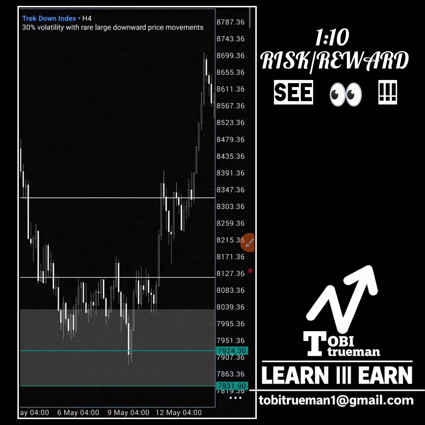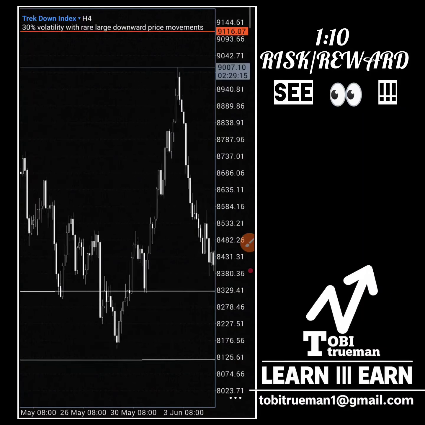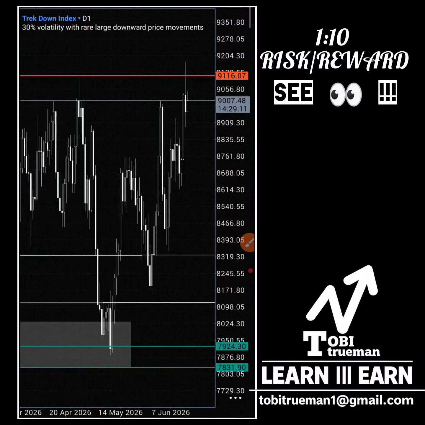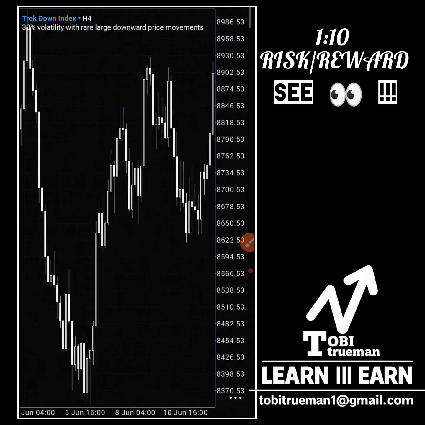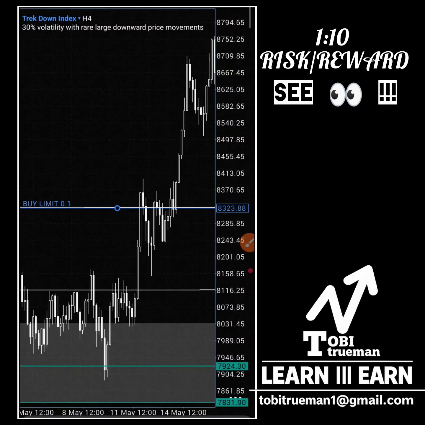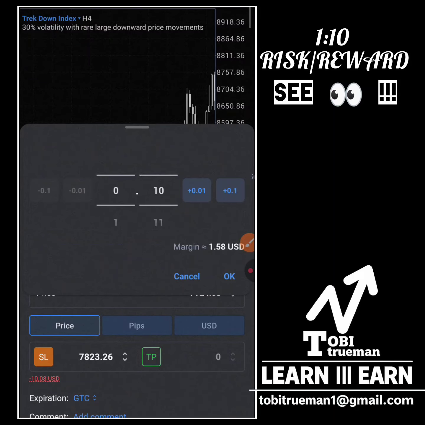Price tapped into the 4-hour time frame demand zone, and then boom, it was a beautiful trade. If you had entered this trade on the 4-hour time frame, let's see what we would have gotten. If you are risking $100 per trade, that's the zone there. I'll put my stop loss here. If you are to put $100 on the trade, let's see what we would have gotten.